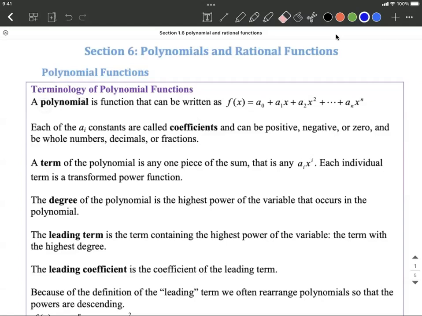So a polynomial function, we define this to be written as a sub 0 plus a sub 1, x to the first power, a sub 2, x to the second, and so on. That's where the dot dot dot comes from, all the way up to some a sub n x to the n power. All right, so this can be intimidating for students. I get that when you see this definition, it looks intimidating.